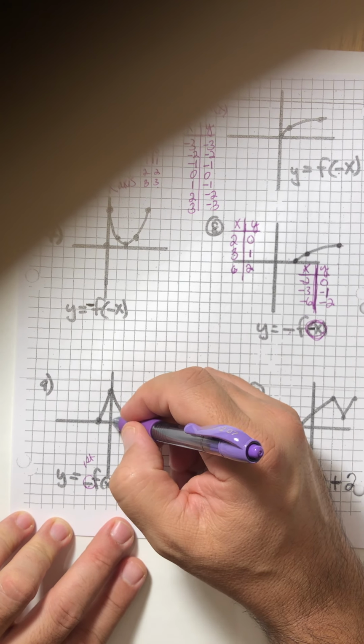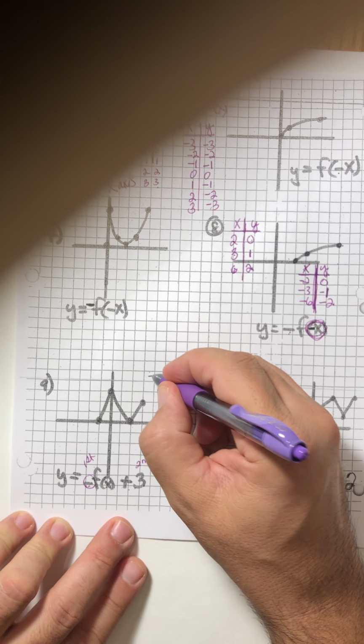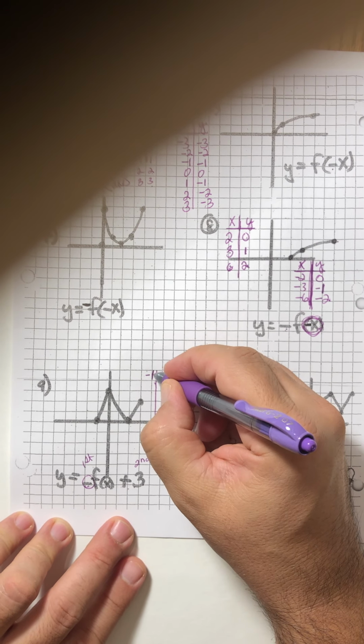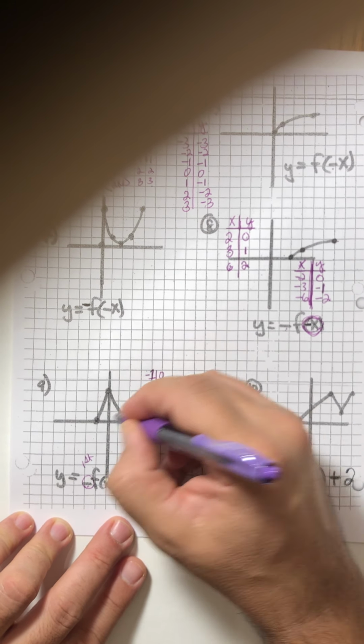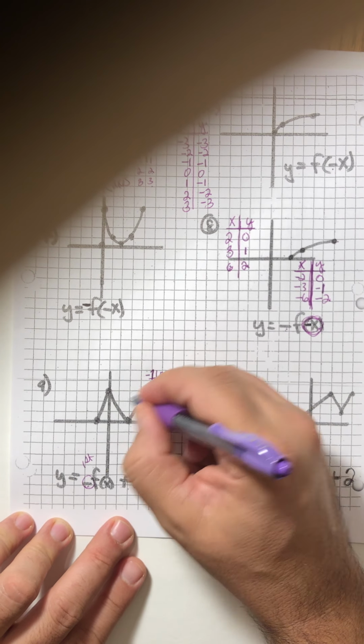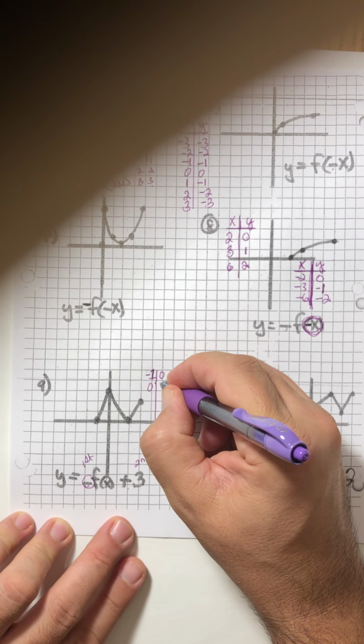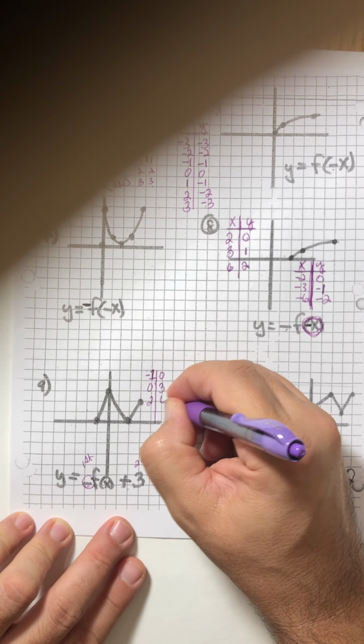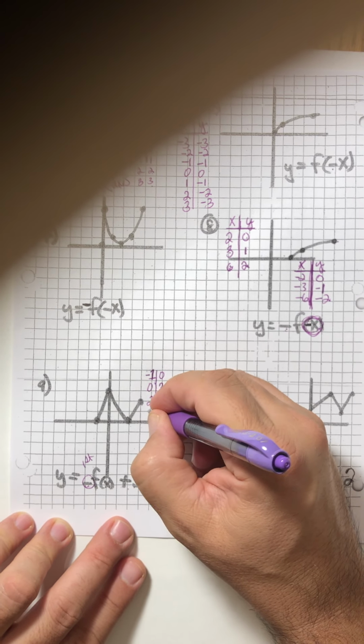Okay, so let me get the ordered pairs written down first. There's 4 of them. So what do I have? -1, 0. Then I have 0, -3. Then we have 2, 0. And then we have 3, 2.